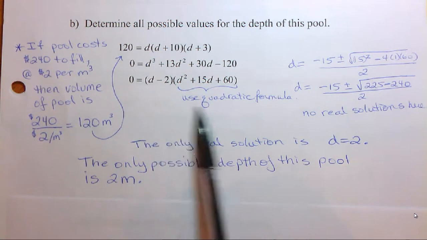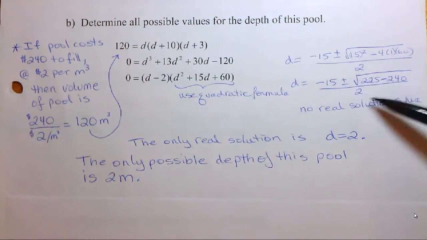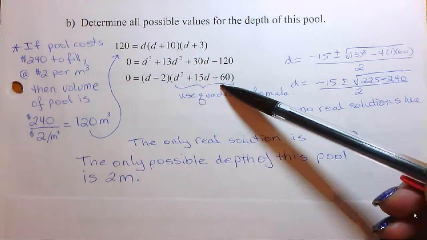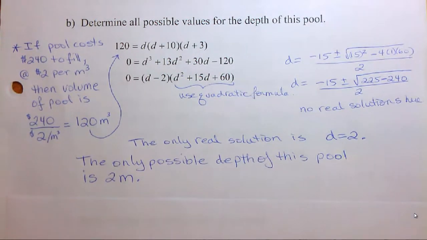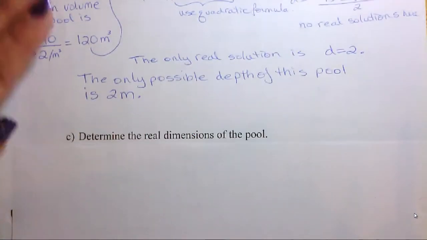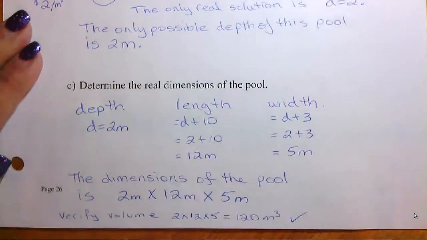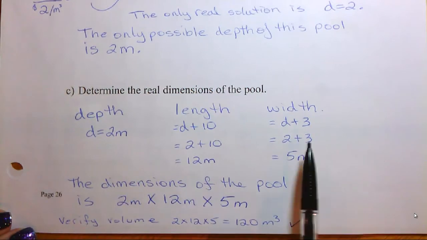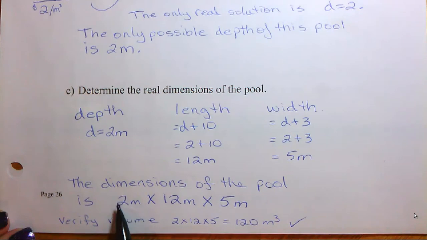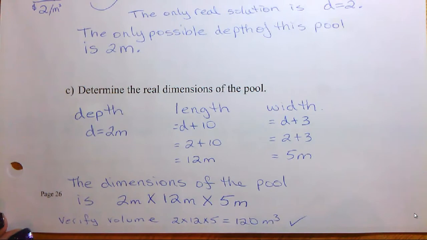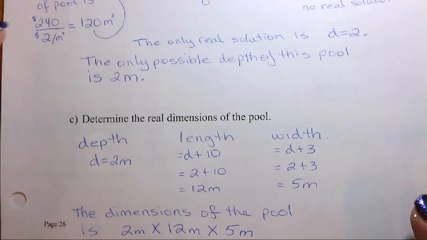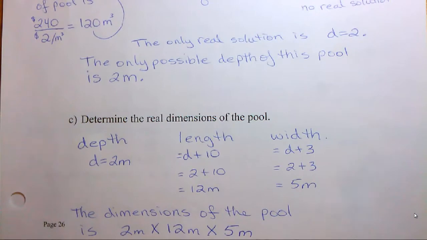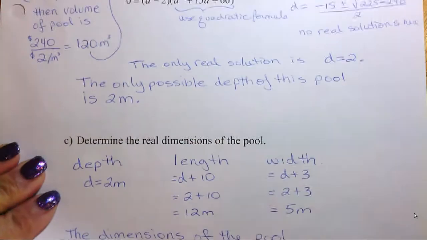You factor this, or you use the quadratic formula. There are no real solutions to this quadratic right here. So the only real solution is that D equals 2, and the depth of the pool is 2 meters. The dimensions of the pool are 2 for the depth, 12 for the length, and 5 for the width. So the dimensions are 2 by 12 by 5, and you can verify that the volume is 120 meters cubed, which also works because that's what we found here. It's just another way to make sure that you're correct.